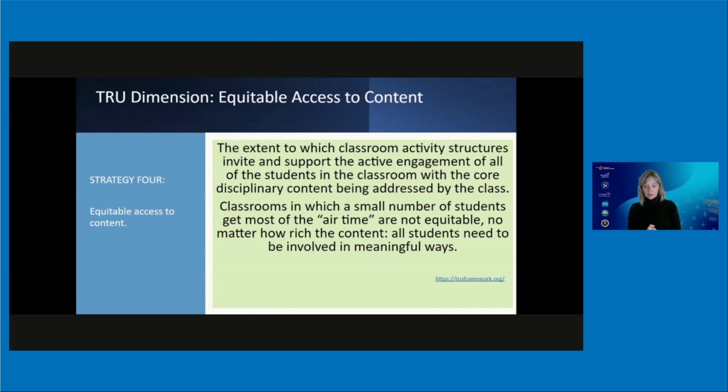I'm hoping that you notice that there are lots of different ways that students could have looked at and seen how those dots were growing from 1 minute to the next. So then here we are, strategy 4, equitable access to content. And this is from the TRU Dimensions framework, which is around equitable access to content, which is the extent to which classroom activity structures invite and support the active engagement of all of the students in the classroom, with the core disciplinary content being addressed by the class.